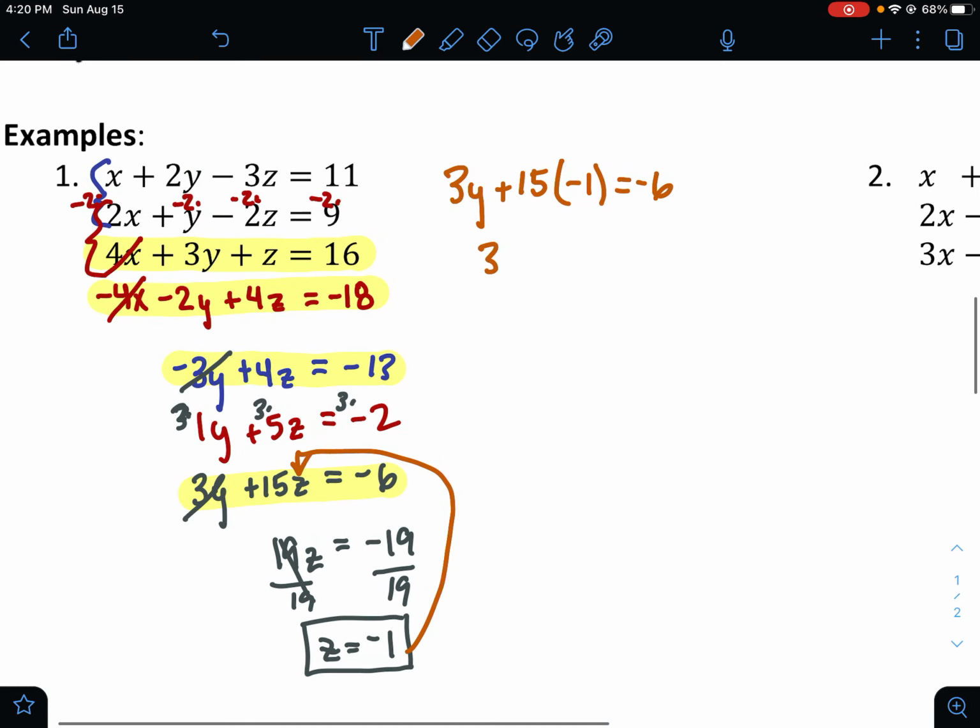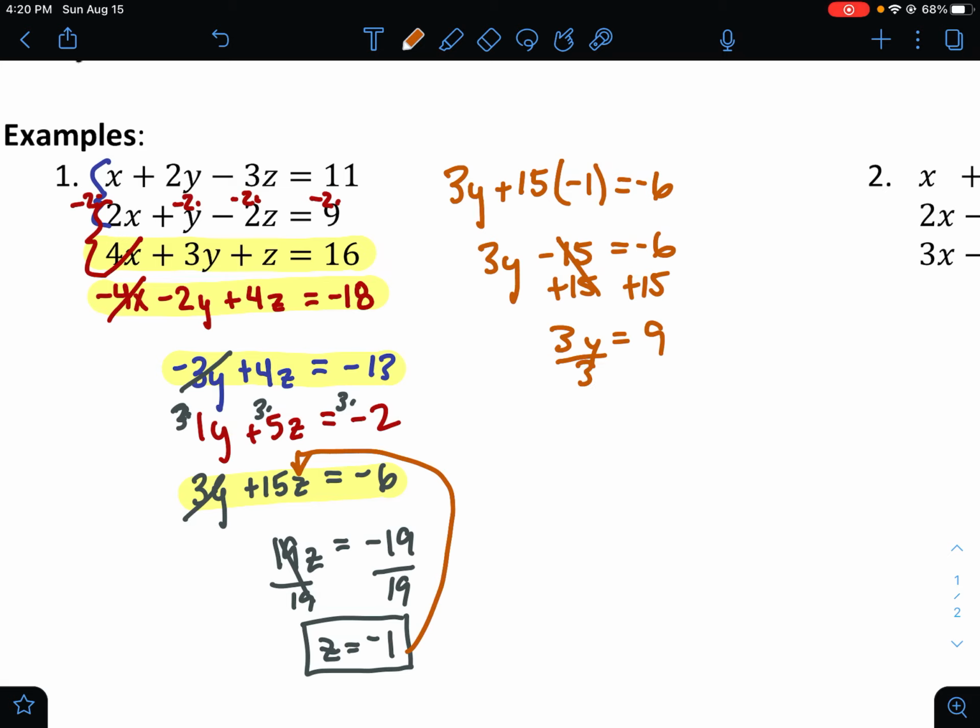15 times -1 is -15, equals -6. I'm going to add the 15 over. So 3y equals 9, and then finally divide by 3, and y equals 3.